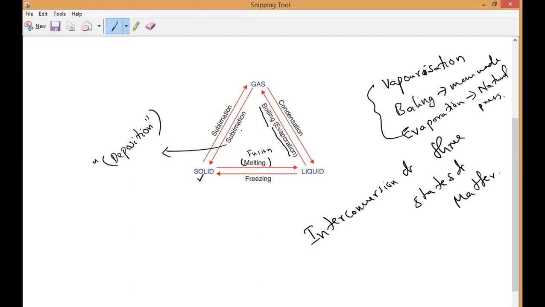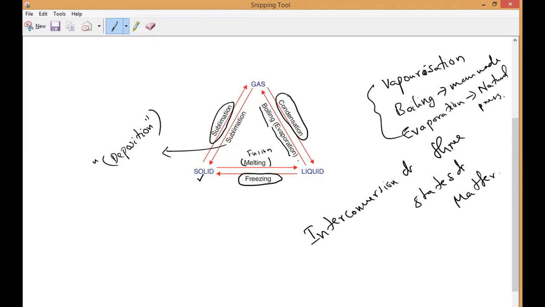Next, let us come to the reverse now. Solid to gas, what is it called? Sublimation. Gas to liquid, what is it called? Condensation. Now, in the same way, liquid to solid, what is it called? Freezing, also solidification.